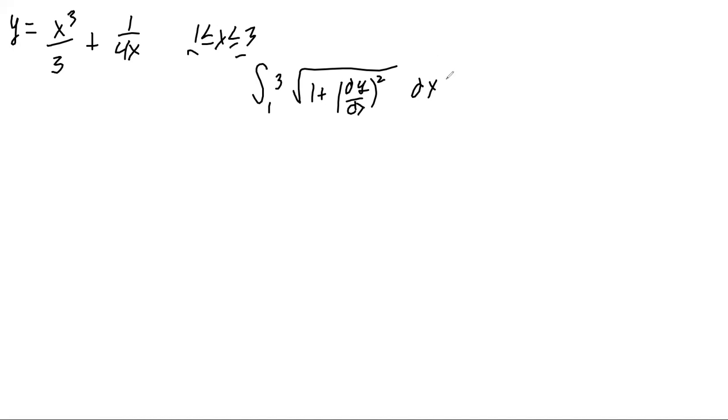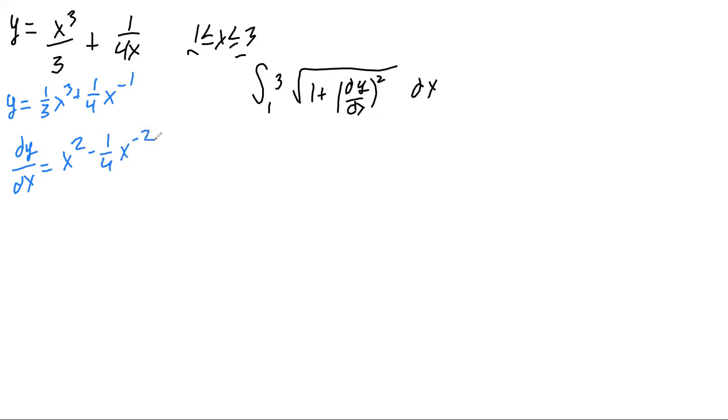Now, once again, we're going to have to do some things. We have to first take the derivative. So the derivative of this, if we write this as y equals 1/3 x to the third plus 1/4 x to the negative first power, we can use the power rule on this. So dy/dx is going to be, bring the 3 down, so x squared, subtract 1. Bring this down, we're going to have negative 1/4. We subtract 1, x to the negative second.